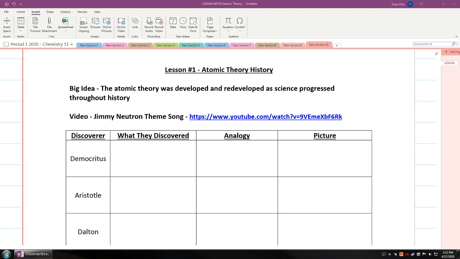Alright, we're going to start a new unit on atomic theory. Now, lesson number 1 is going to be atomic theory, history of it. Now, the big idea here is the atomic theory was developed and redeveloped as science progressed throughout history.